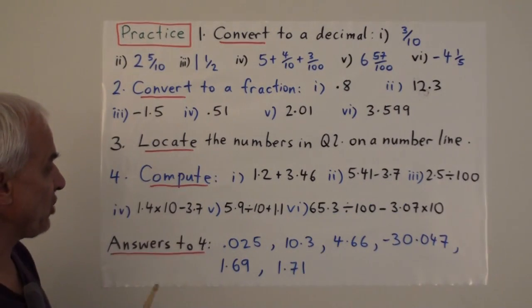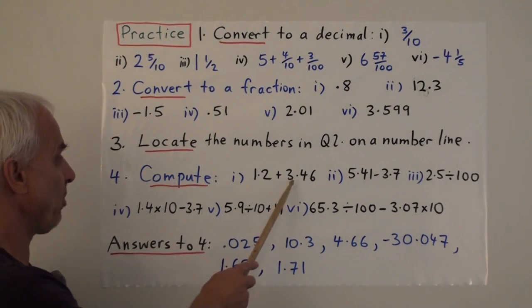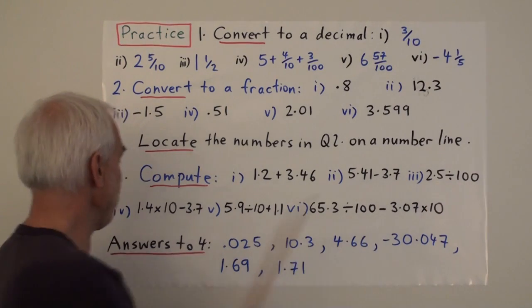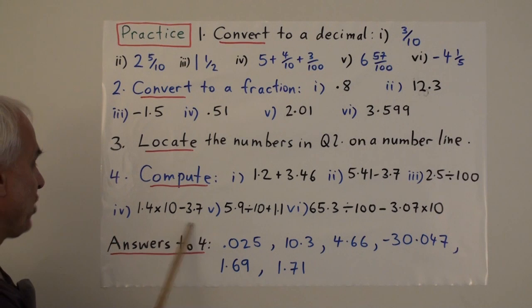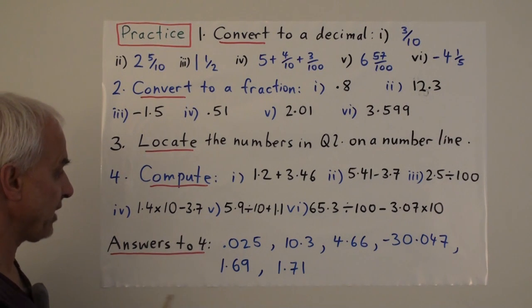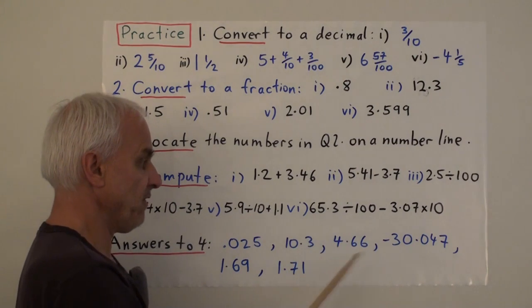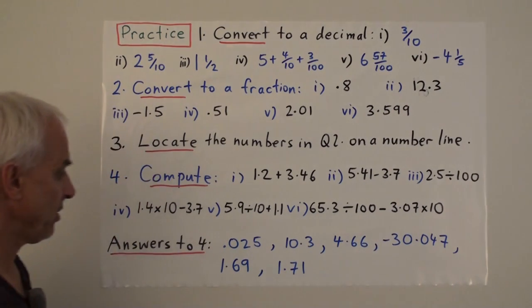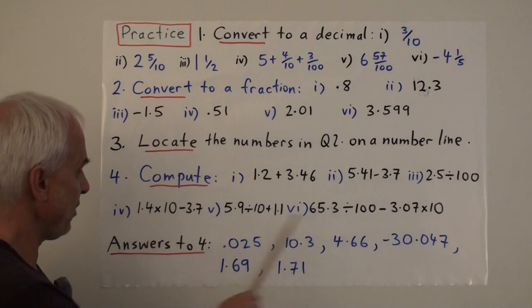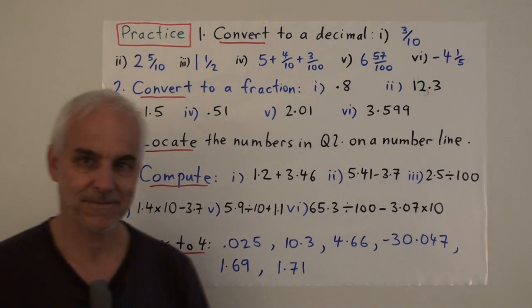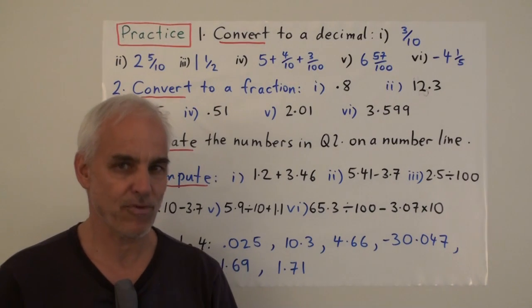And here are some computations to make. 1.2 plus 3.46, so an addition, subtraction, division by 100, a little combination of multiplying by 10 and subtracting, a combination of division and addition. There's a combination of a division and a multiplication. And hopefully the answers that you get to this question 4 will be amongst these ones. So please have a go, practice.